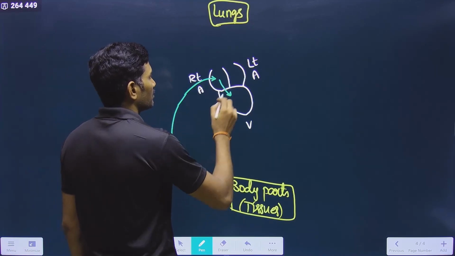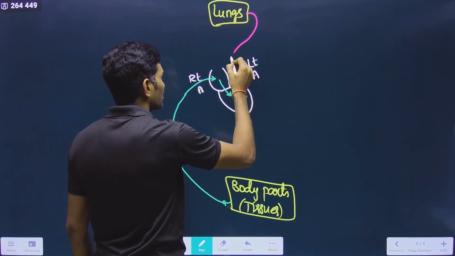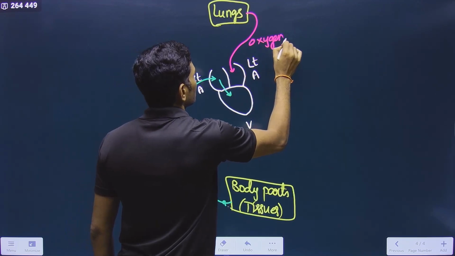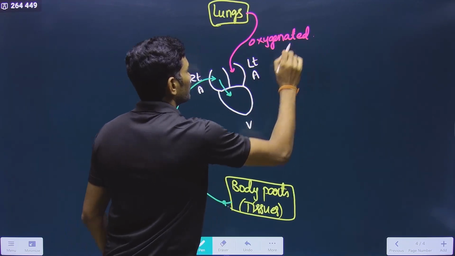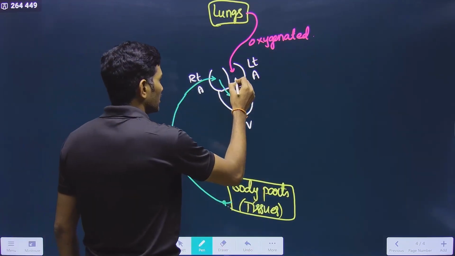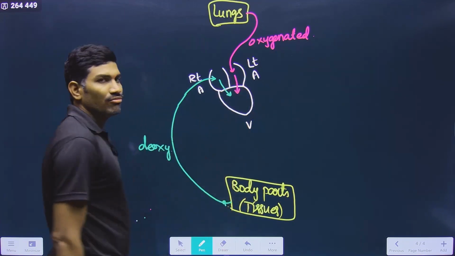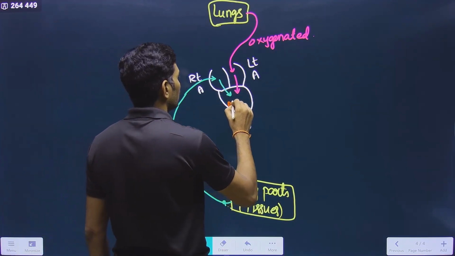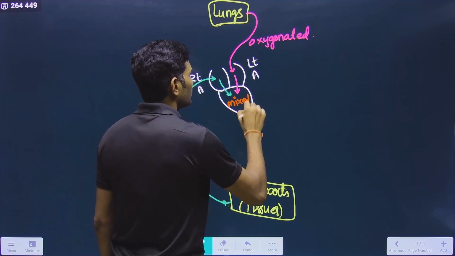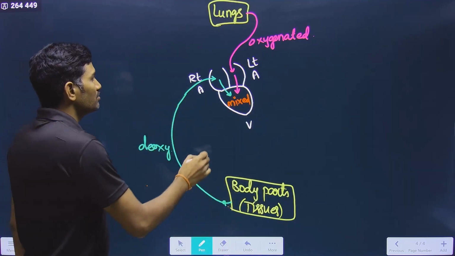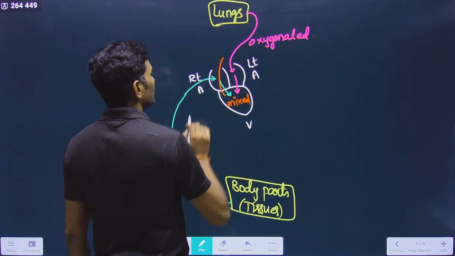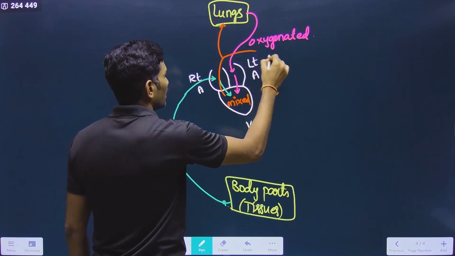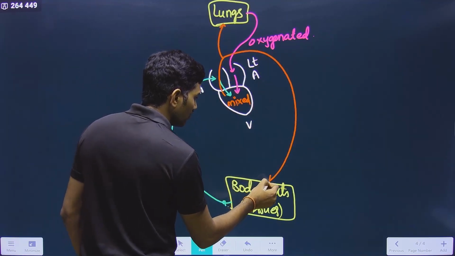From this one, if you are observing here, from the lungs, oxygenated blood is coming here. Clear? And this oxygenated blood is also coming into the ventricle. And now here it is mixed. Yes or no? Now this mixed blood is going to the lungs and the mixed blood is going to the body parts also.